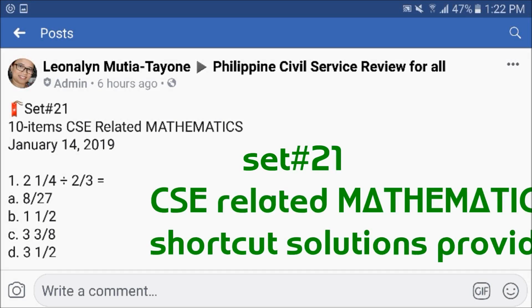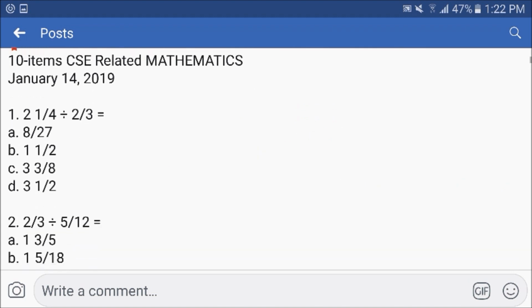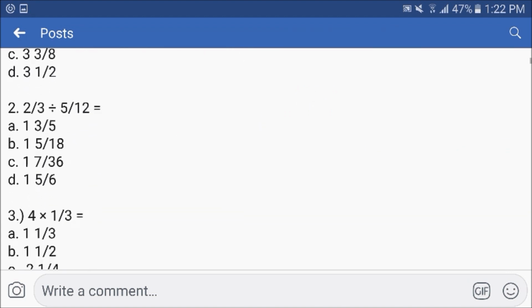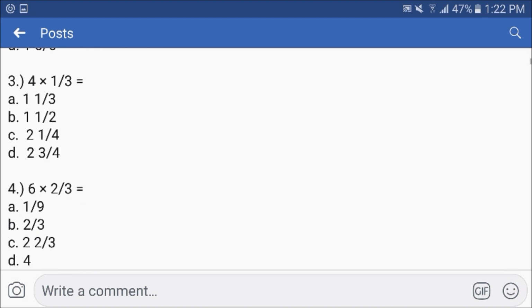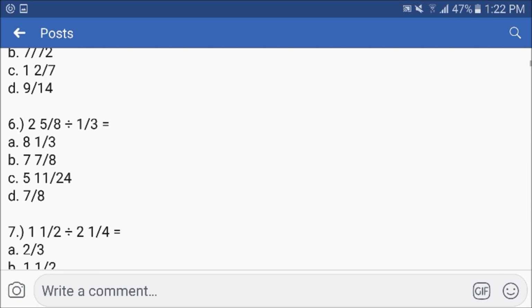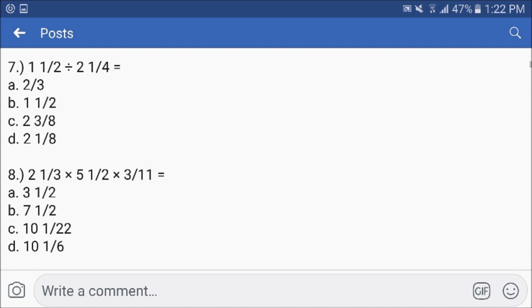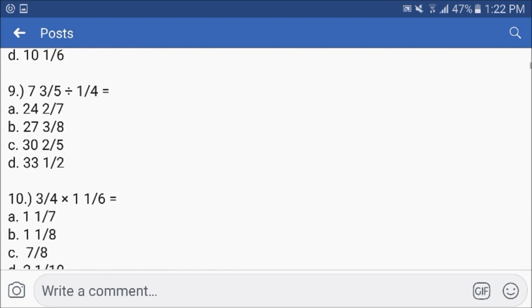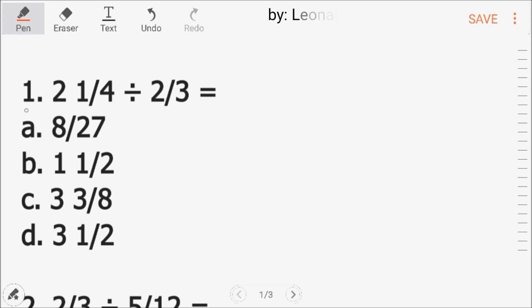Set number 21, 10 items civil service related mathematics. Number 1, 2 and 1/4 divided by 2/3.